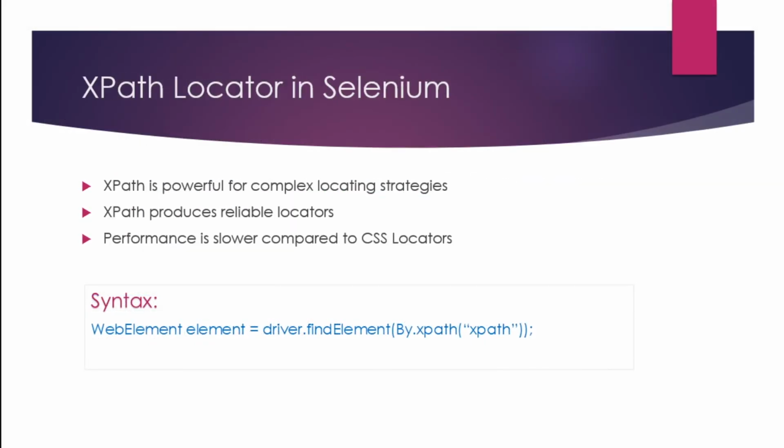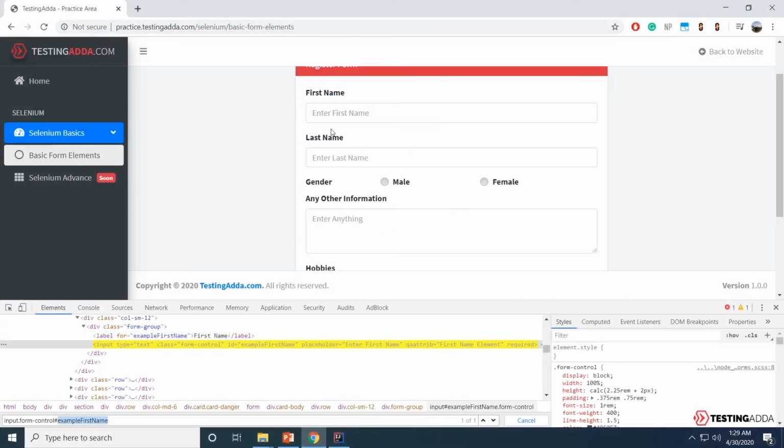Our last and final locator is the XPath locator in Selenium. XPath is powerful for complex locating strategies. XPath produces reliable locators. Performance is slower compared to CSS locators, especially on IE older versions. Let's go to our browser. Here we'll be using the first name element again to locate using the XPath locator.